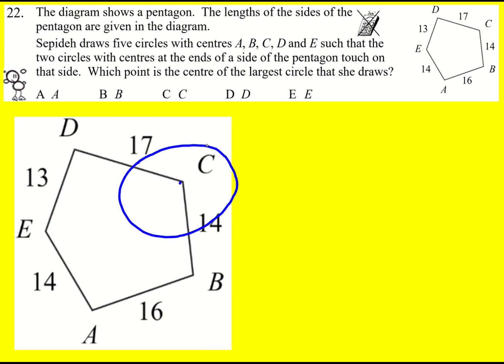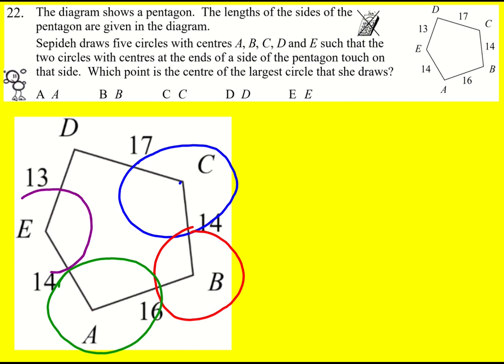That's the one centered on C. Linear sketch. B. A. E. And D.